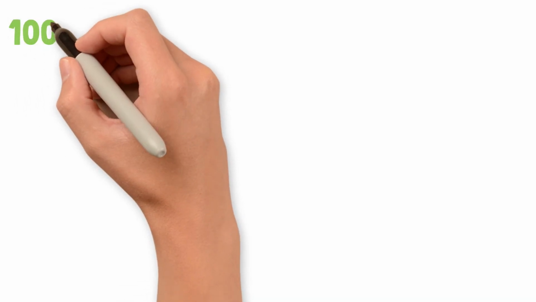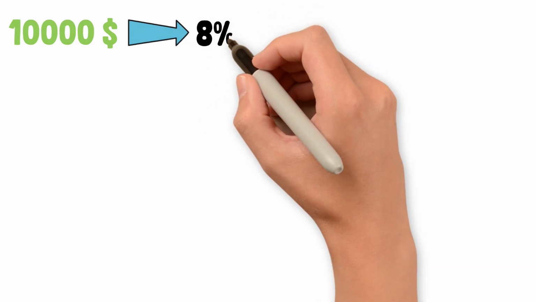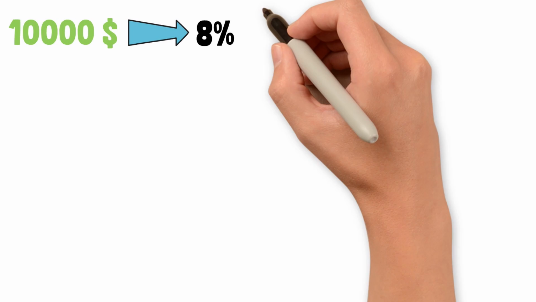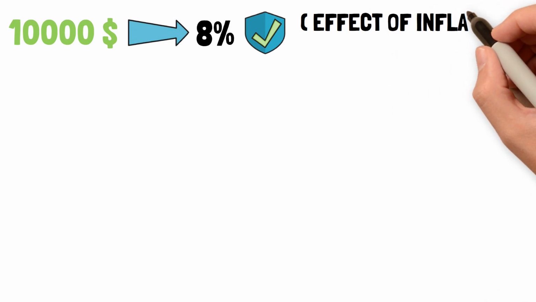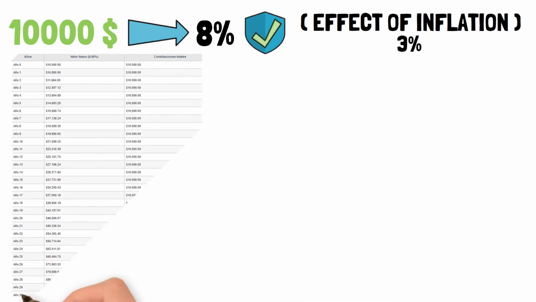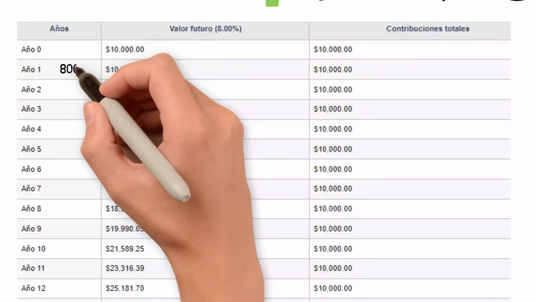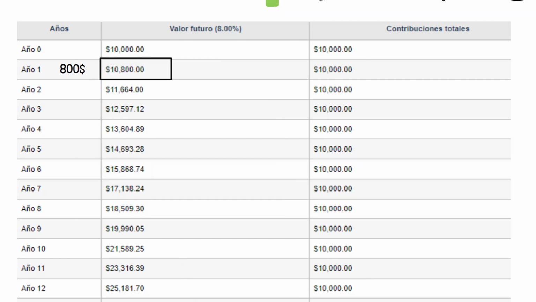Suppose you have $10,000 and you invest it with an annual interest rate of 8%, which is the average growth of the American stock market, over a period of more than 50 years. Therefore, this investment is more than secure in the long term. It is important that, when making an investment, you take into account the effect of inflation, which should be around 3% annually. In the first year of our investment, we would earn $800 and have about $10,800, so everything would be normal, right? Now is when the magic begins.